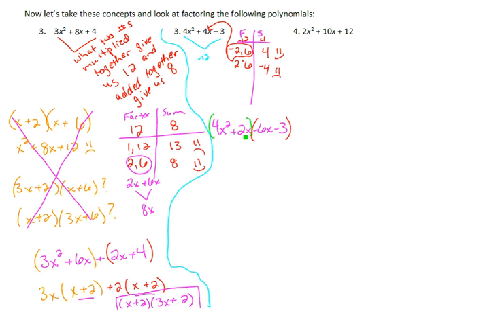Okay, so 4x squared plus 2x, what do they have in common? They have a 2 and an x. What's left over? A 2x and nothing. I got rid of it all, so I'm going to say plus 1.